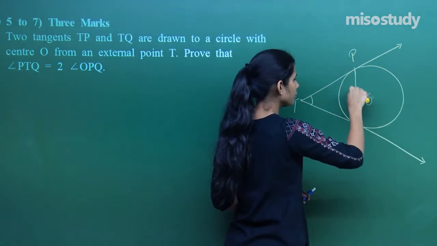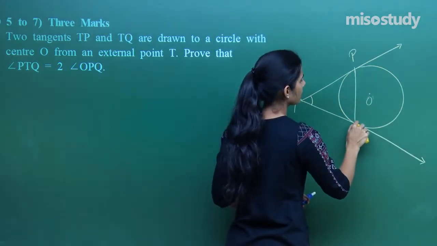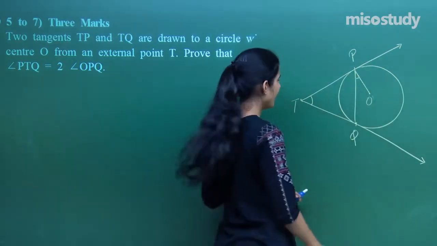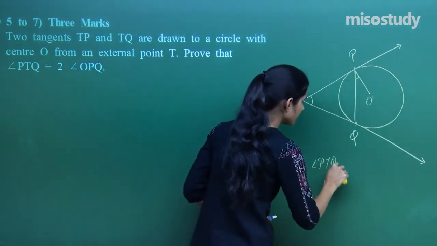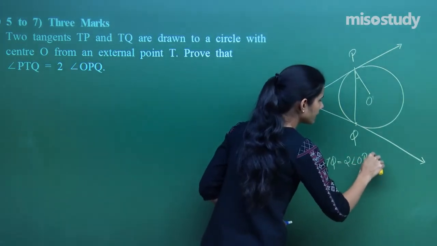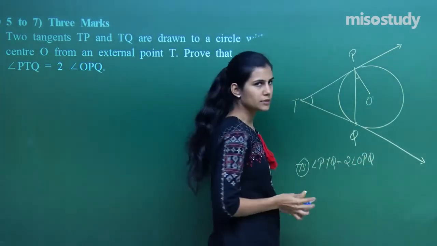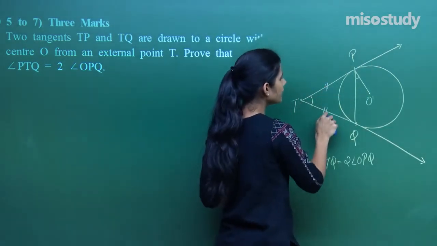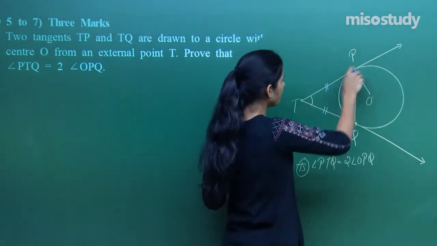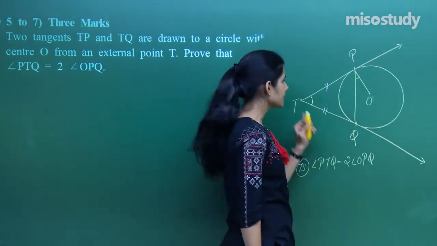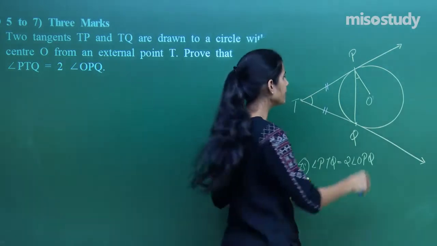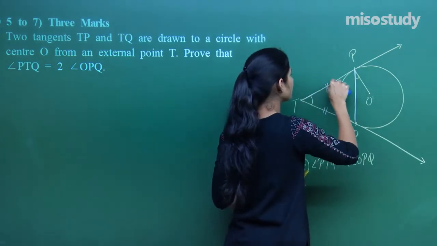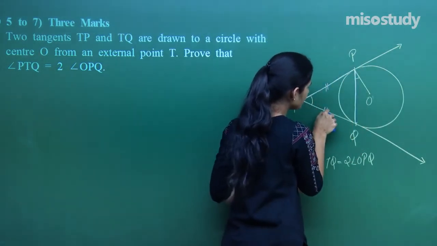So if you join PQ, and this is O to P, so this is OPQ. I have to show angle PTQ is twice of angle OPQ. I have to show this. Now try to recall, these are two tangents drawn from an external point, so their lengths are equal, right? PT is the same as QT, because tangents drawn from an external point are equal in length. Focus upon this triangle, which is this triangle PTQ.